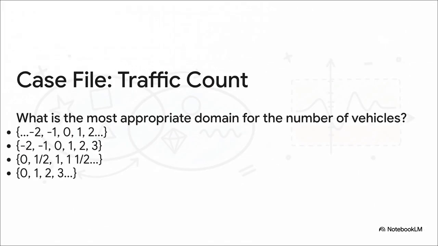All right, detective, case file number 2. We've got a function that's modeling traffic, and the input n is the number of vehicles on the road. Take a look at these 4 options. Which set of numbers actually makes sense if you're counting cars?